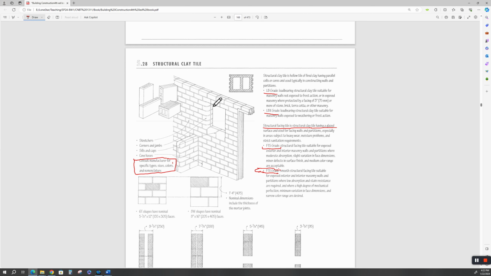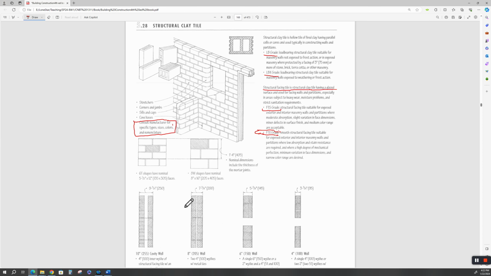Packed it with grout and rebar. Pressure pump grout in there, which is more expensive than an open cell. All right, let's see here.